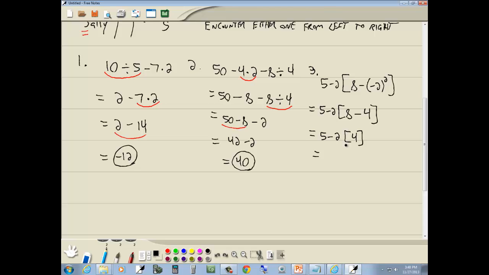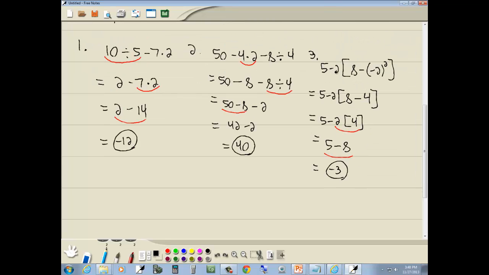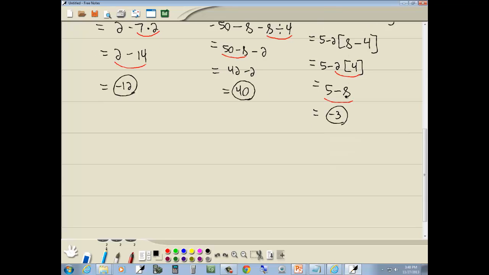Now, next part. Please excuse, exponents. Don't have any exponents. My dear, multiplication and division. Well, here we've got 2 times 4. So we have 5 minus 2 times 4 is 8. Aunt Sally. 5 minus 8 gives us negative 3. And that's our answer. That's actually where people miss a lot. They'll take 5 minus 2 and get 3, and you can't do that because you have to follow your order of operations.